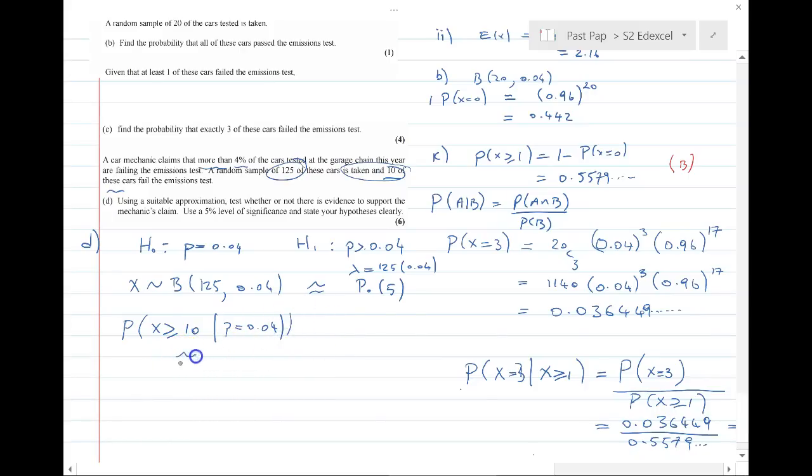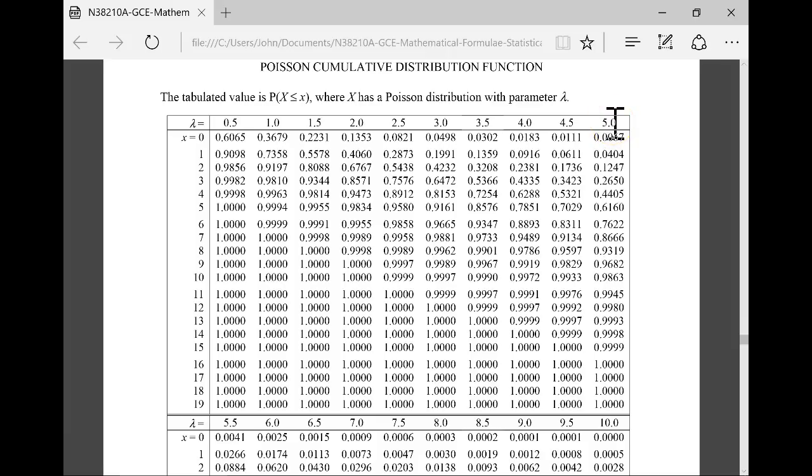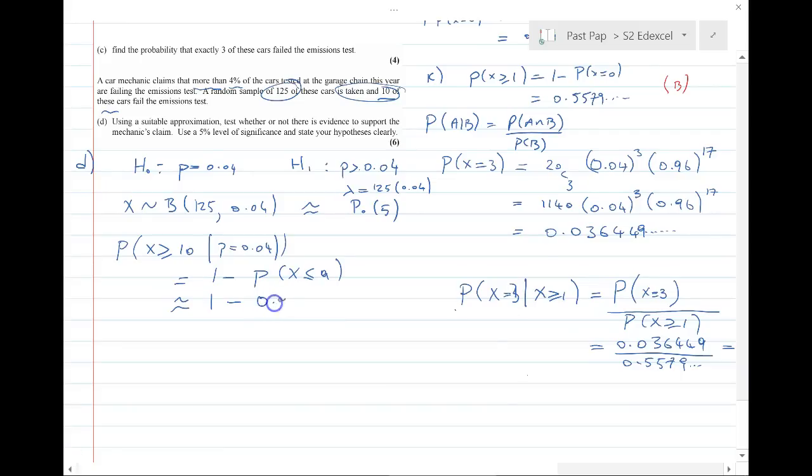That is equal to 1 minus the probability that X is less than or equal to 9, which is approximately 1 minus the cumulative number from the Poisson table, for less than or equal to 9 with Poisson lambda 5. So we have Poisson 5 here from the tables, and we're looking at the probability that X is less than or equal to 9, which is 0.9682. So 1 minus 0.9682 equals 0.0318.